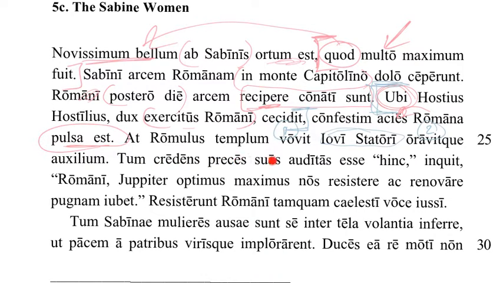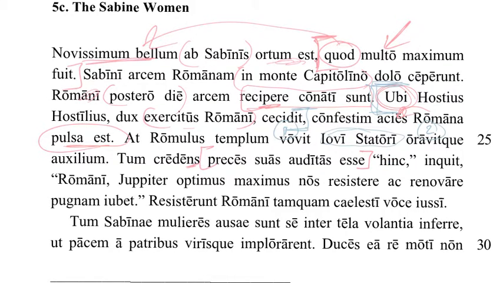Tum credens preces suas auditas esse, hinc inquit, Romani, Jupiter Optimus Maximus nos resistere ac renovare pugnam jubet. So, apparently, Romulus is now channeling his inner pious guy. Okay, credens. By now you are a pro at recognizing nominative singular present active participles. Remember that credens can be not just believe, but also think, and it introduces an indirect statement. So it's going to start here. Notice we've got the accusative, preces suas, so that's probably the subject of it, his prayers. There's your passive infinitive, auditas esse. So, there's your participial clause, thinking this stuff, but we're still waiting to see what he really did. Oh, he said, and what did he say?